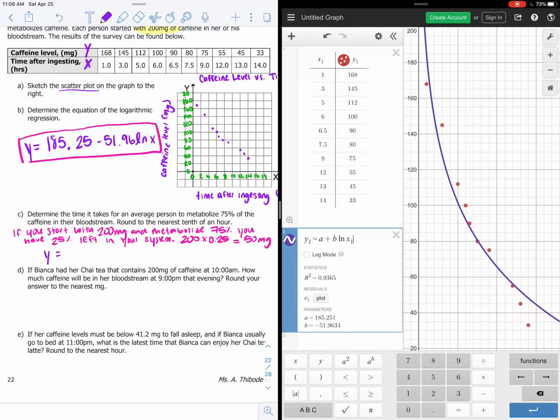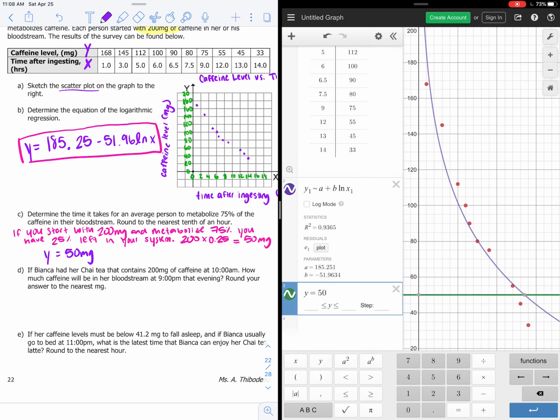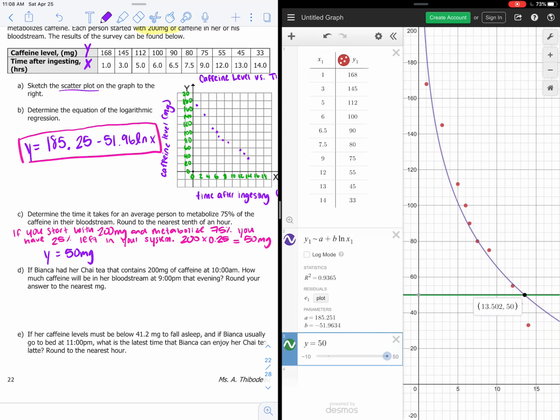So we want to know how many hours later after ingesting they would have 50 milligrams in their bloodstream. So we could plug in y is equal to 50 and get that intersection. So at 13.502 hours later, so 13.50 hours after ingesting.